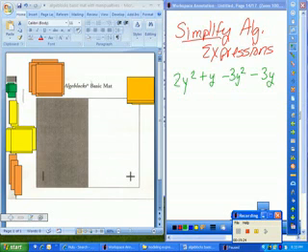So here's another example. Hit the pause button. You guys try to model this expression and try to use the models to simplify it. Then come back and restart the video and check your answer. I'm going to go ahead and go.